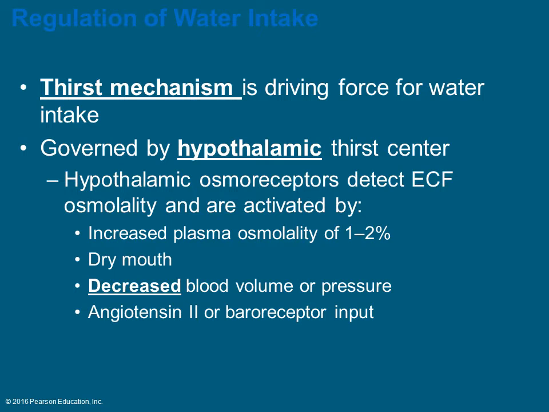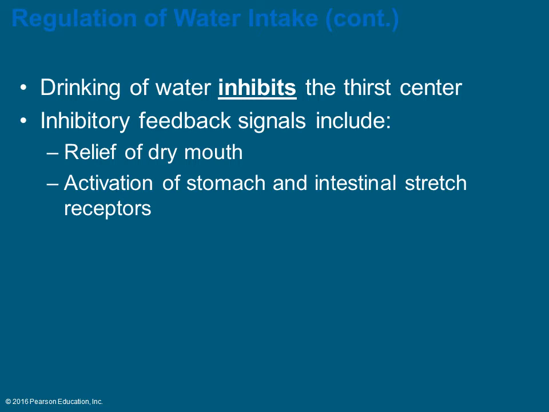So your thirst mechanism is going to play a role in influencing the amount of water you take in. And a lot of this is controlled by the hypothalamus. Remember, hypothalamus is very important overall for helping to maintain the homeostasis in the body. And there are regulators in the hypothalamus that are going to be activated by things such as a dry mouth. If you have decreased blood volume or decreased blood pressure, that would stimulate you to increase the amount of water. Drinking of water is going to inhibit this thirst system. It's an inhibitory feedback mechanism. You've relieved that dry mouth so you don't have to drink as much.